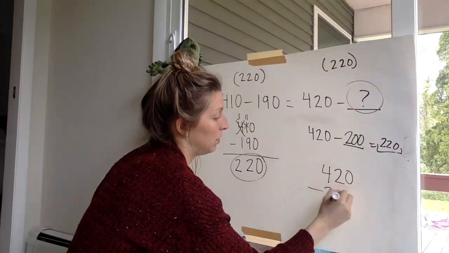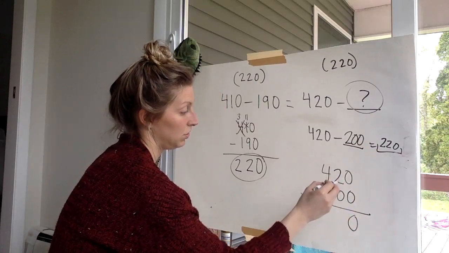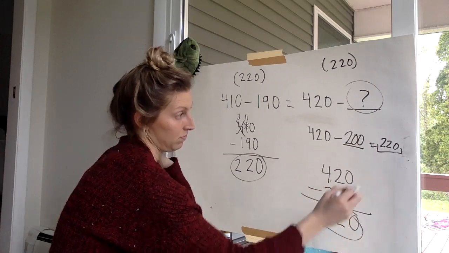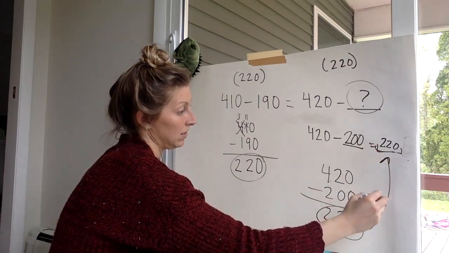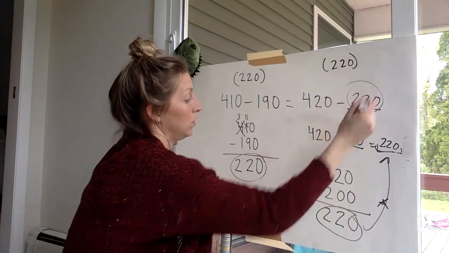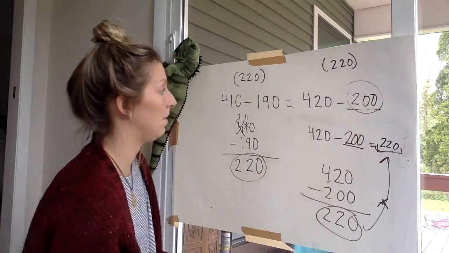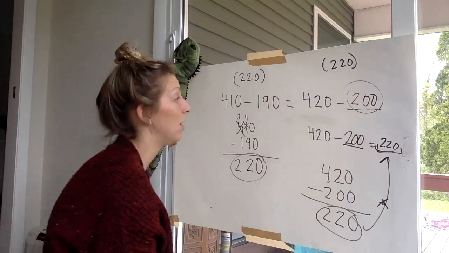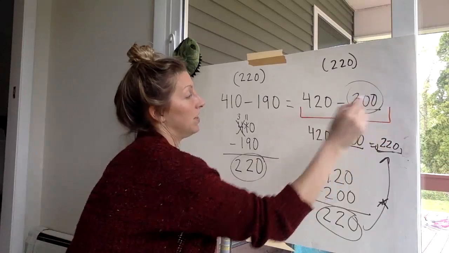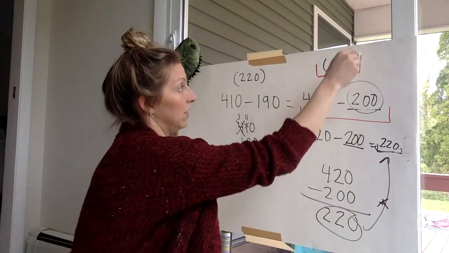420 take away 200. Let's see if that gives us 220. So we have 0 minus 0 is 0. 2 minus 0 is still 2. And then 4 take away 2 is 2. Does that give us the answer? Yes. So we know that this question mark is 220. Oops, sorry, not 220. 200. Okay? Because, now I have a lot going on here, but 420 take away 200, this part of the equation gives us the answer of 220.